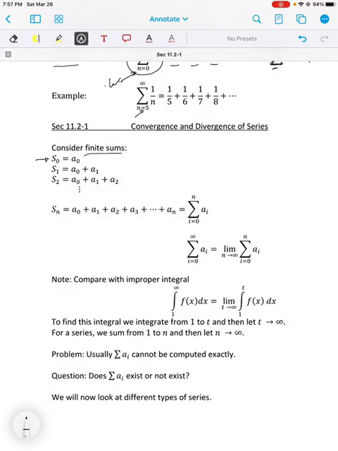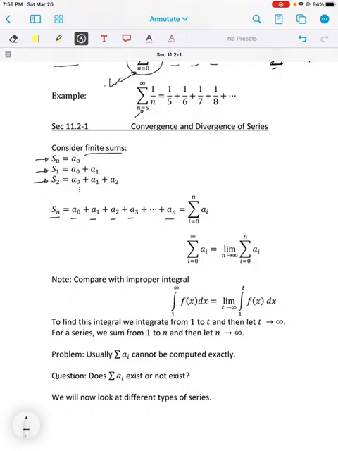we call that sum S sub 0. When we have the sum of the first and the second term, we call it S sub 1, and so on. S sub 2 and S sub 3 will be a0 plus a1 plus a2 plus a3, and so on. So S sub n, the sum of the first n terms, will be a sub 0 plus a sub 1 plus a sub 2 plus a sub 3 plus dot dot dot plus a sub n.